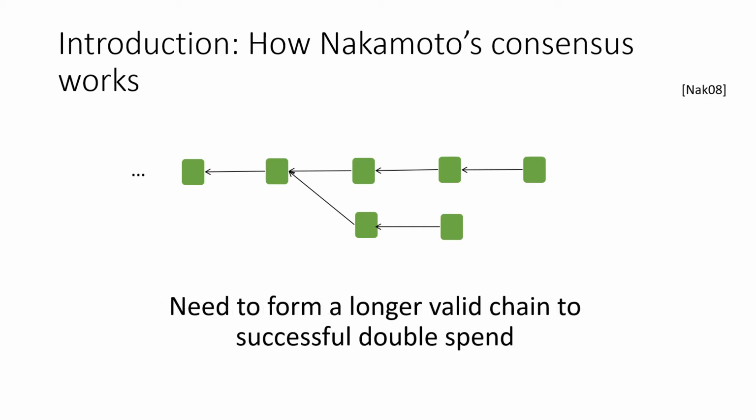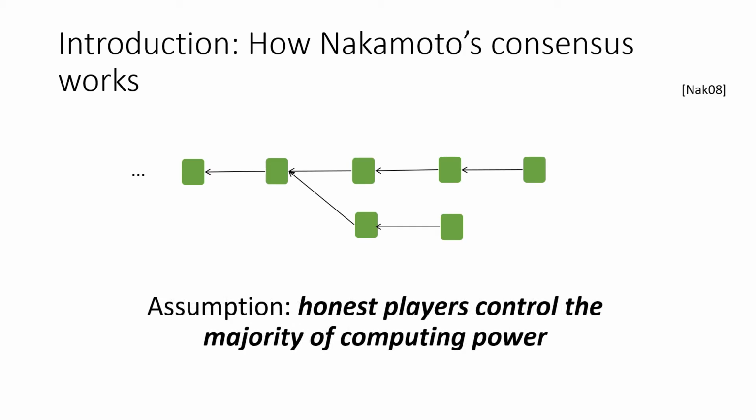In order to reverse transactions and eventually successfully double spend, the adversary needs to form a longer valid chain. To prevent this, Nakamoto's consensus assumes that honest players control the majority of computing power, so that the adversary can never be able to generate a valid longer chain.